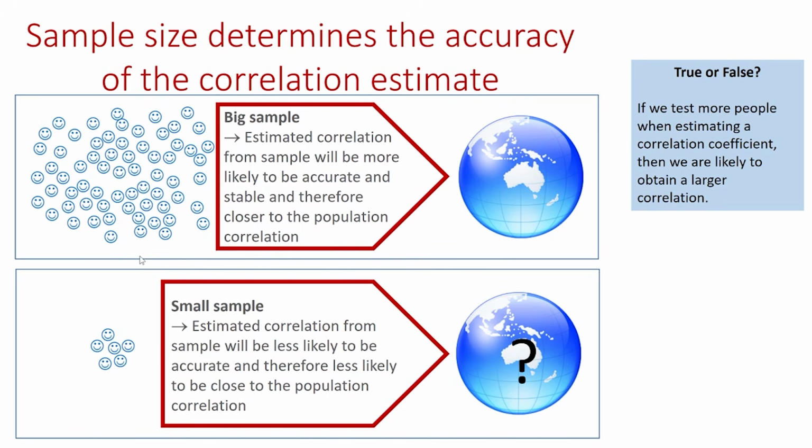Okay, so true or false, if we test more people when estimating a correlation coefficient, then we are likely to obtain a larger correlation. So that's false, because what I'm talking about on this slide isn't about whether the correlation is going to be larger or smaller, it's whether the correlation is going to be accurate or inaccurate. It's about how close it is to the population correlation, which may be big or it may be small. So to turn that into a true statement, we can say if we test more people when estimating a correlation coefficient, then we are more likely to obtain a more accurate estimate of the population correlation.